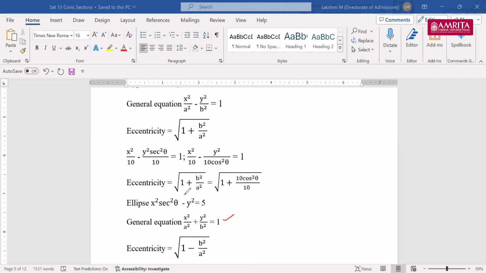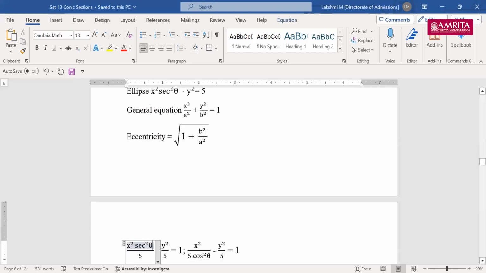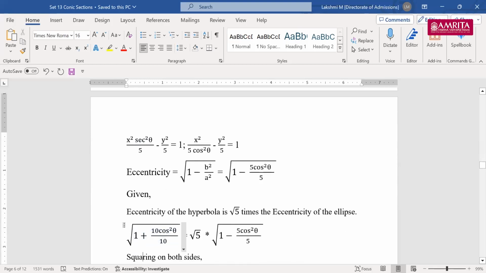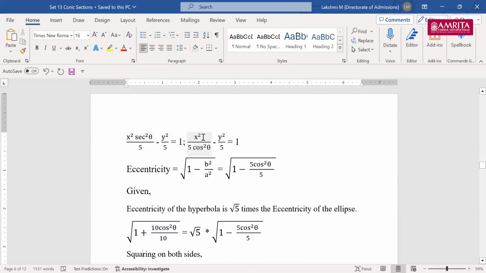So here also, you have to just simplify it in this form. x square sec square theta minus y square equal to 5. So x square sec square theta by 5 minus y square by 5 equal to 1. What you can do? This is x square by 5 cos square theta minus y square by 5 equal to 1. This is root of 1 minus a square by b square, so 5 cos square theta by 5.